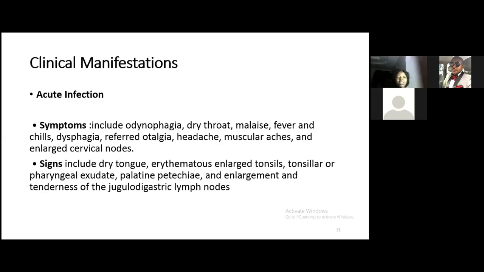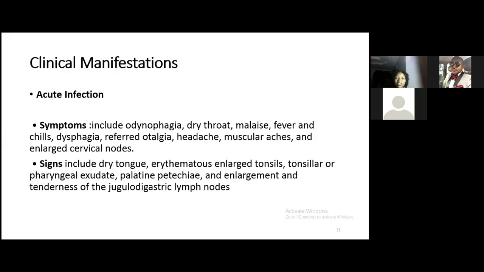So the clinical features. For acute infection, the symptoms include odynophagia, dry throat, malaise, fever, chills, dysphagia, referred otalgia, headache, muscle ache, and enlarged cervical lymph nodes. The signs you could pick on examination include dry tongue, erythematous, enlarged tonsils, tonsillar or pharyngeal exudates. This is very, very common with acute infection.